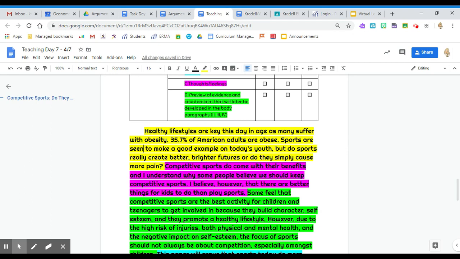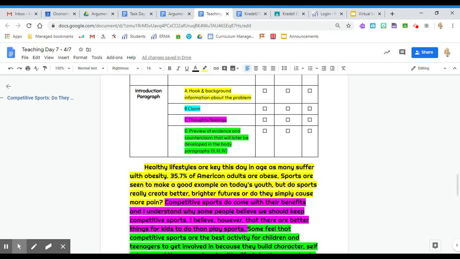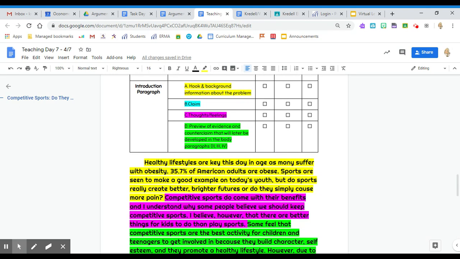Sports are seen to make a good example on today's youth, but do sports really create better, brighter futures, or do they simply cause more pain? So there's my hook and my background information, right? I gave a little bit of information about the topic and then my hook, right? This would be my hook.